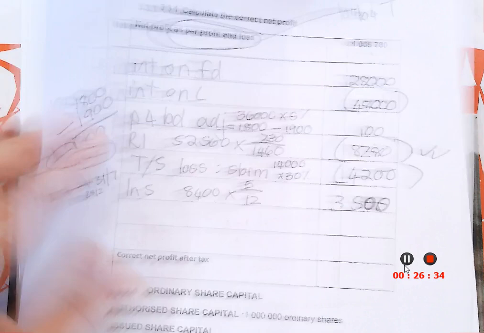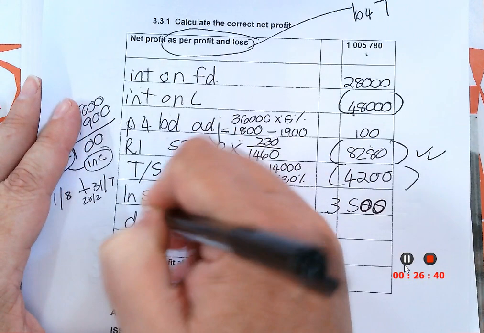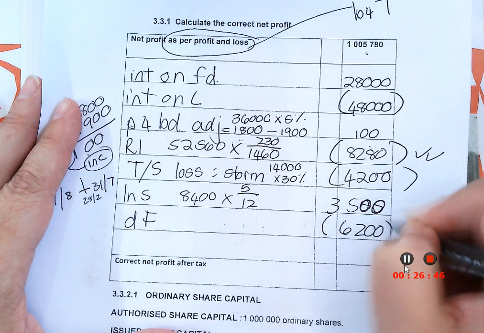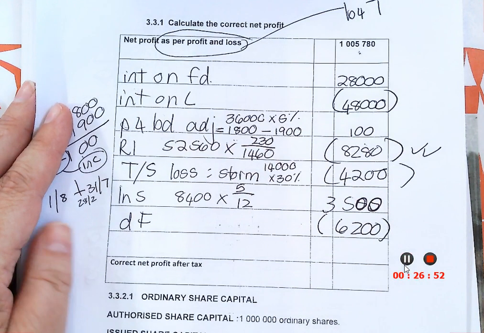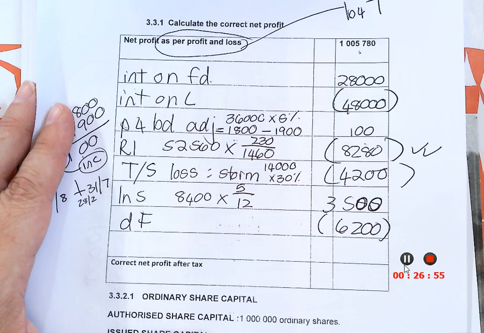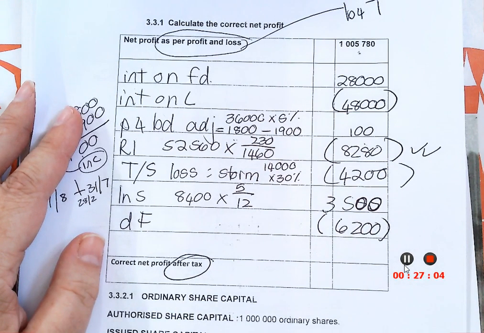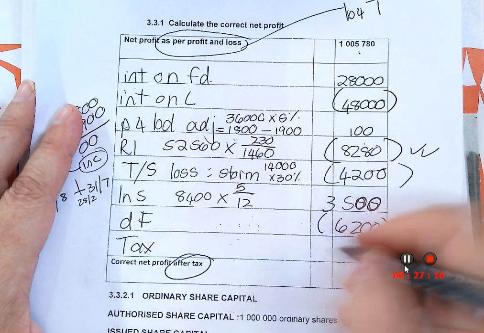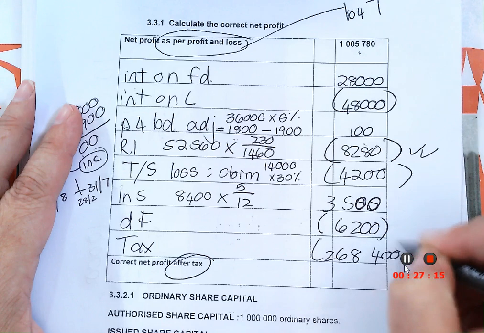Okay. So, next one. Director's fee still outstanding. So it's accrued, so it's going to make my expense more, which means my net profit is going to be less. So, what else do we need to do? What does it say there? After tax, so we still need to deduct tax. And the tax, they say it's 268,400. So what's my correct net profit?